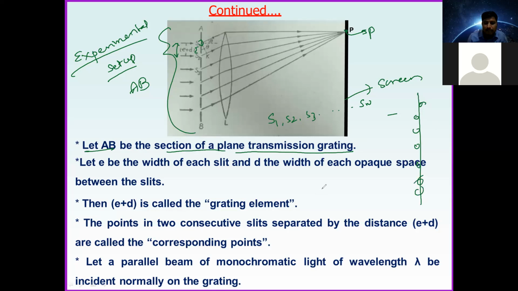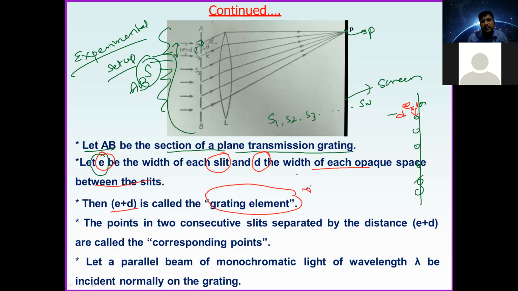Grating is nothing but very simple. You take any glass, make holes in it, and keep the light source in front of that. Light will go like this and fall on all the slits. Let E be the width of each slit, and D the width of the opaque part. So this one is actually E. The space between the slits is D.